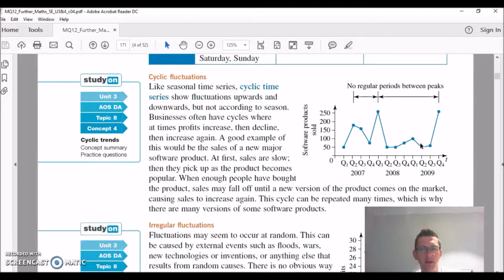So that's a little bit different. So that's a cyclic time series. Unlike a seasonal, where we know it's going to peak at exactly the same times. And that's the difference between those two.